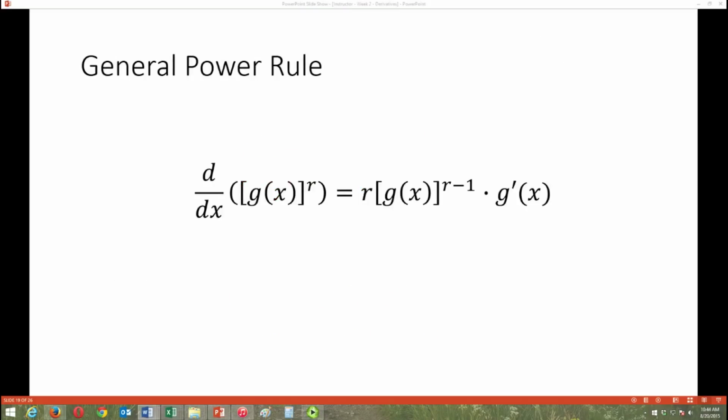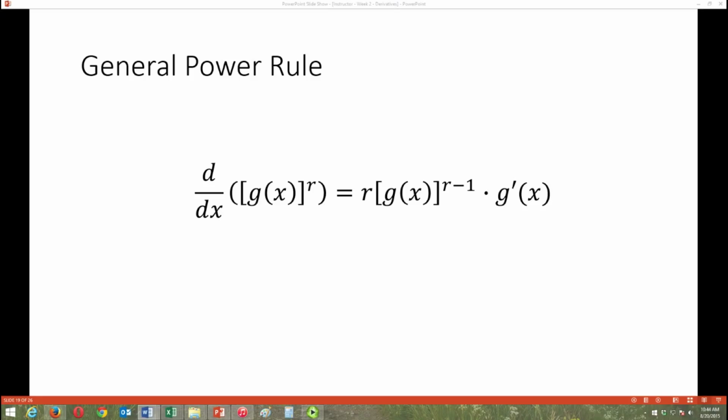What if we're not always raising just x to a power? We have what is known as a general power rule. d by dx of g of x to the r power equals r times g of x to the r minus 1 times g prime of x. In this case, we're raising g of x to the power r, and we want to take its derivative. That is what the notation d by dx stands for.